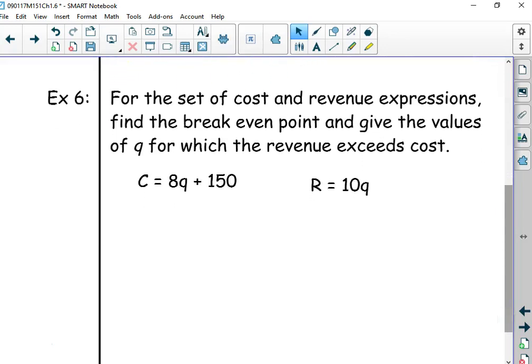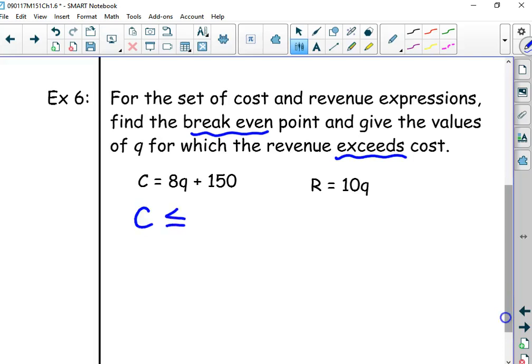All right, for the set of cost and revenue expressions, find the break-even point and give the values of Q for which the revenue exceeds costs. This is really just an inequality you have to solve, and you just have to pay attention to the words to figure out how to set up that inequality. Find the break-even point. Okay, that's where it's going to be equal. That tells us we have equal, and give the values of Q for which the revenue exceeds the cost.